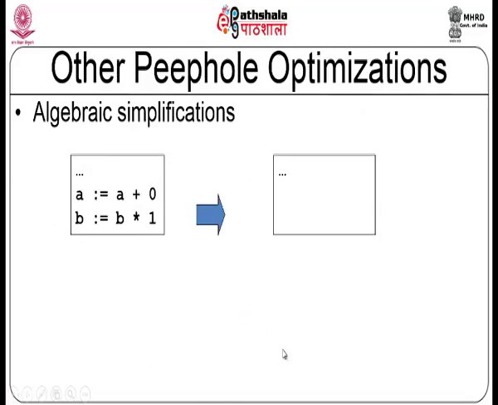Next one is algebraic simplification, which we have already done earlier. The same thing is also done here in the context of looking through a small peephole. So A equal to A plus 0 can be avoided, and B is equal to B into 1 can also be avoided. I can eliminate these two instructions completely. A is equal to A plus 0 means adding 0 to A and assigning it to A, which is not at all meaningful. This is nothing but A is equal to A, and B is equal to B. Therefore I have eliminated these two instructions and there is nothing in this particular block.